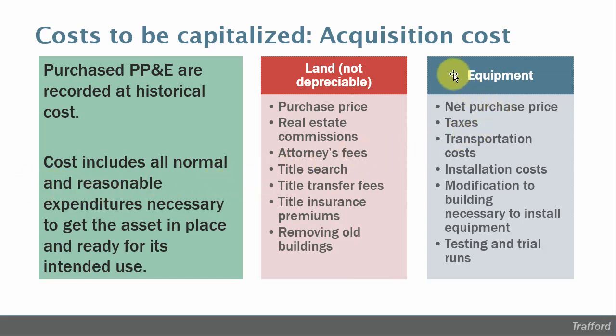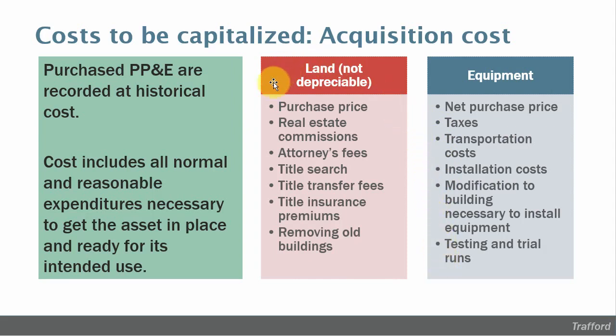So, for example, if a company buys a piece of equipment, the acquisition cost of that equipment and the amount at which it will be initially recorded on the balance sheet includes the invoice price, generally net of any discounts for early payment on account, so the net purchase price plus things like sales tax, cost of getting the item shipped to your place of business, installation costs, and a host of other expenditures, anything that would have been reasonably necessary to get that asset ready to use.